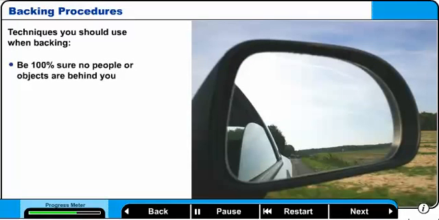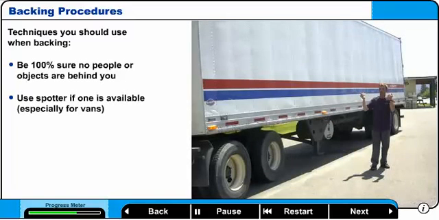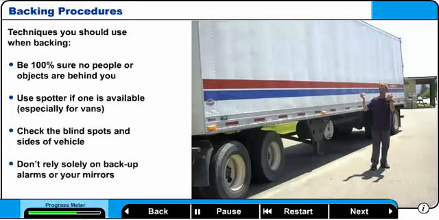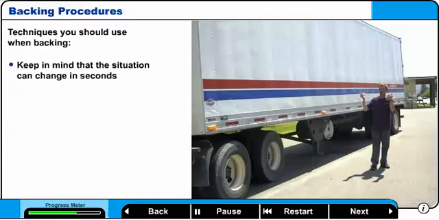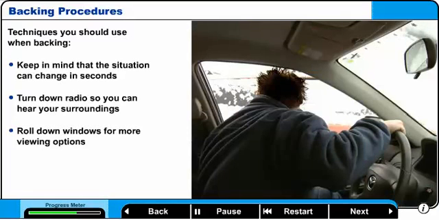When backing, be 100% sure that no people and/or objects are behind you. Use a spotter if one is available, especially if driving a van or larger vehicle. Check the blind spots and sides of the vehicle. Don't rely solely on your backup alarms or solely on your mirrors. Keep in mind that the situation can change in seconds, so remain vigilant as you back. Turn down your radio so you can hear your surroundings. Roll down the windows for more viewing options and always proceed with caution.